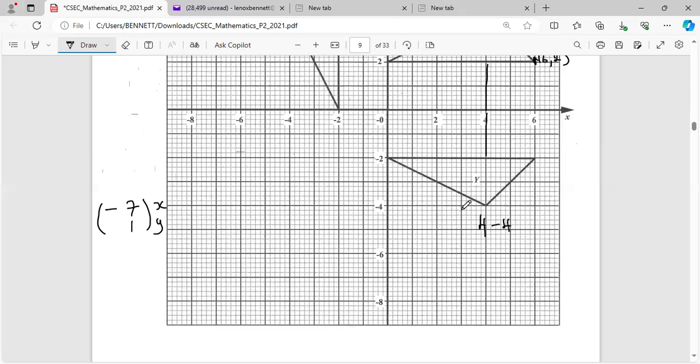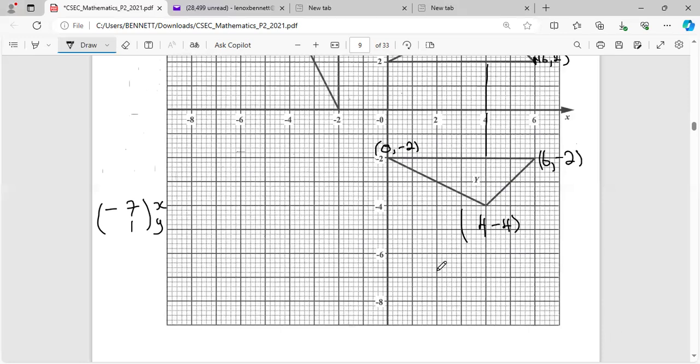Read the x first again. This is 6, -2. And this one now, this can be a little tricky for guys. This is the y-axis, so x is 0 on this. So this is 0, -2. Remember, the x-axis is the line y equals 0, while on the y-axis x is 0. So all we have to do now is just add -7 to both of these.